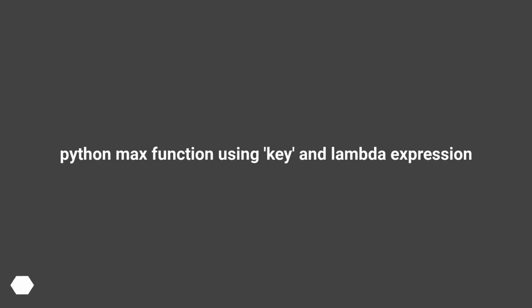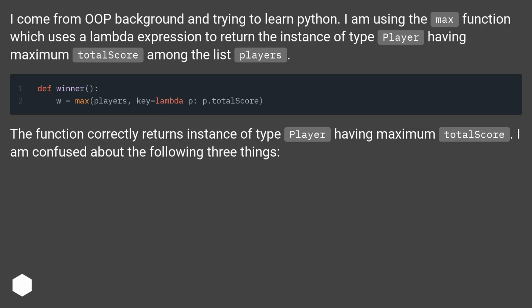Python max function using key and lambda expression. I come from a background and am trying to learn Python. I am using the max function, which uses a lambda expression to return the instance of type player having maximum total score among the list players. The function correctly returns the instance of type player having maximum total score.